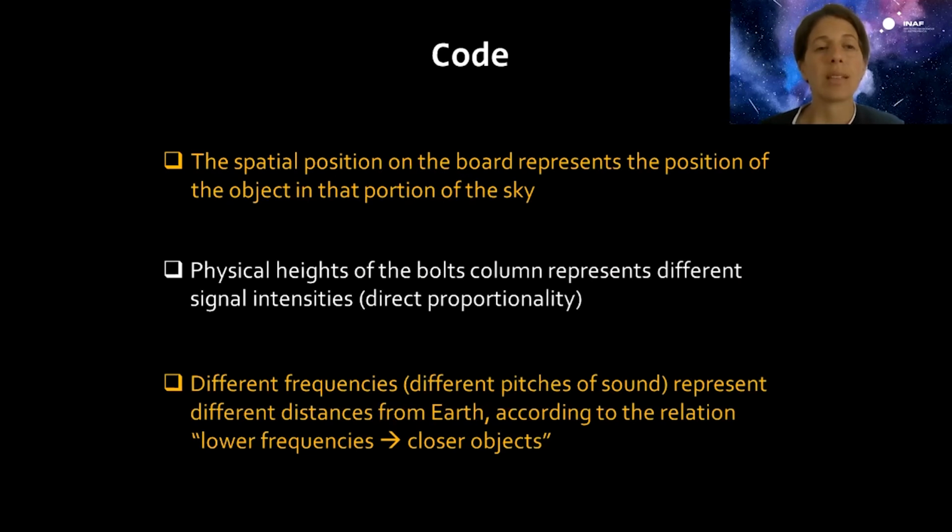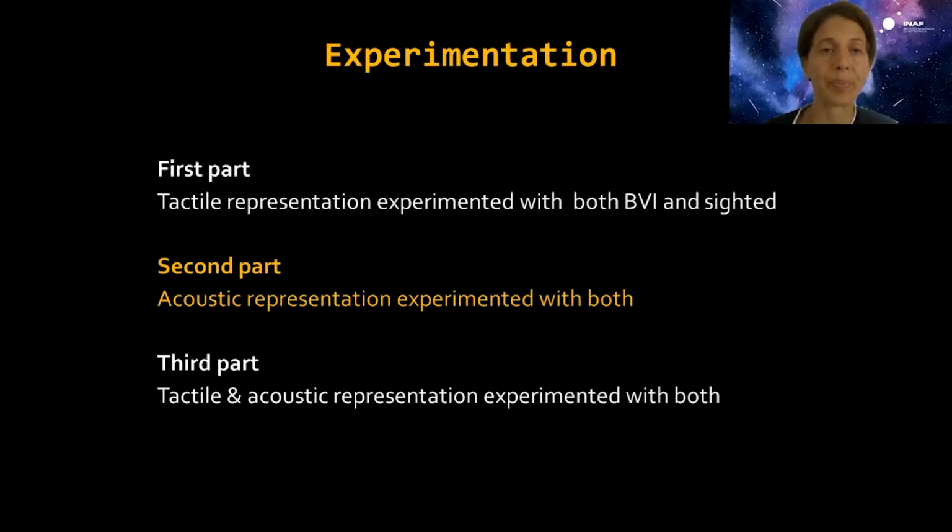The code here is that the spatial position of the objects on the board represents the position in the region of the sky that is represented in 2D. The physical height of the column of bolts represents different intensity of the signals, and different frequencies of the sound represent different distances from the observer.